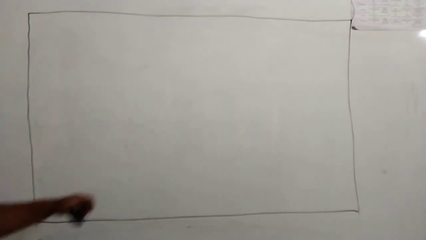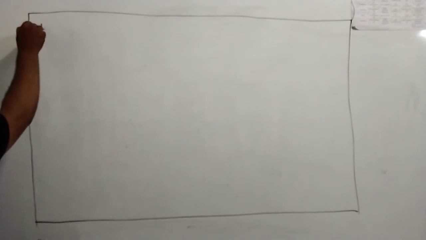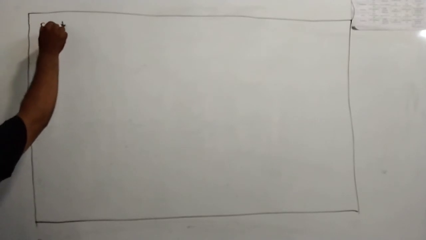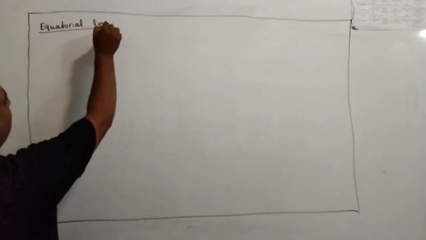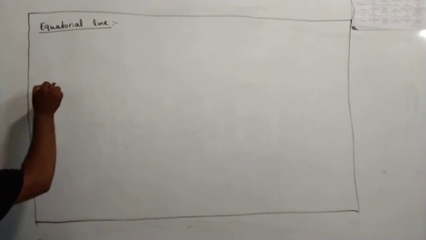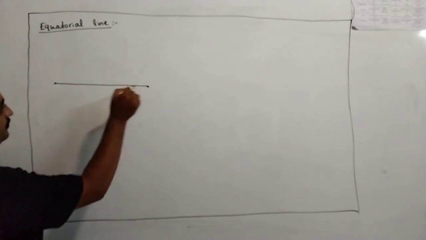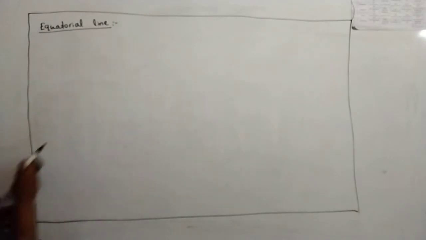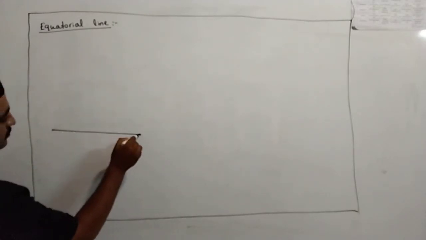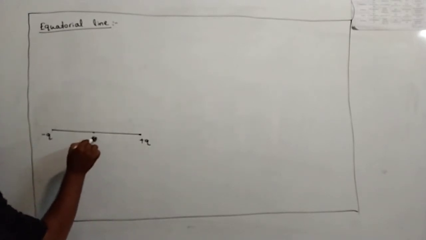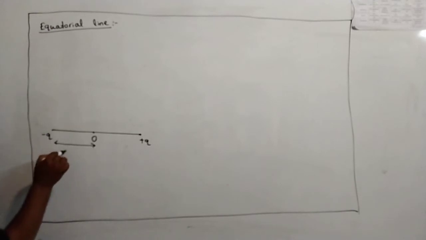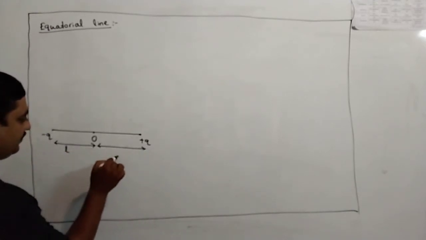So, in the last class we have studied about axial line. Now we will study for equatorial line. So, what is equatorial line? Consider this as a dipole. This is minus Q, this is plus Q. Now this is the midpoint O. This length is L, this length is L.